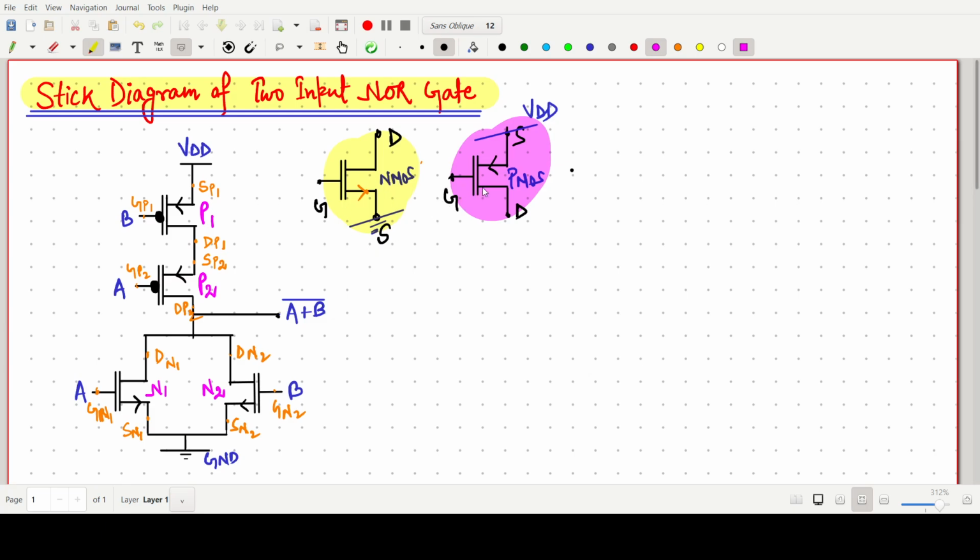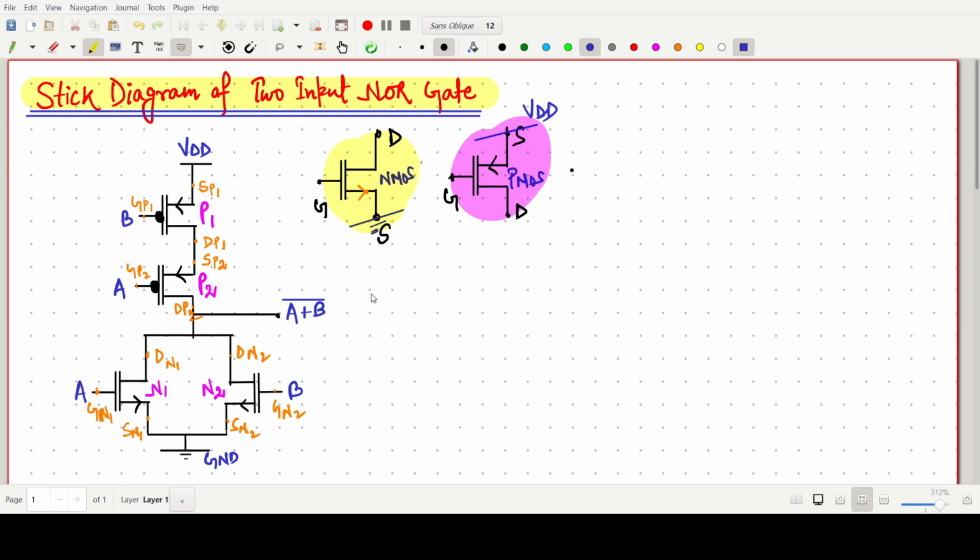It means how to represent gate and drain. You have to remember that if the arrow symbol is given, then that terminal will be the source one. So now we have to move to the stick diagram representation of this NOR gate. I am not going for more theory. So this one is the NOR gate.